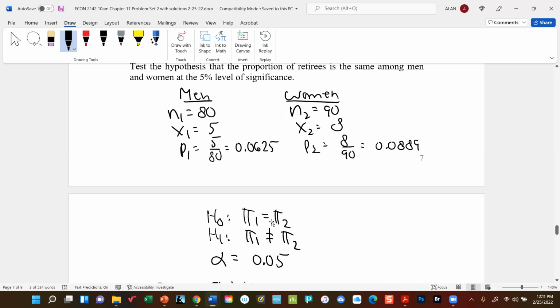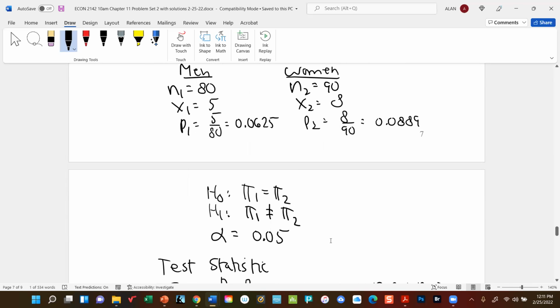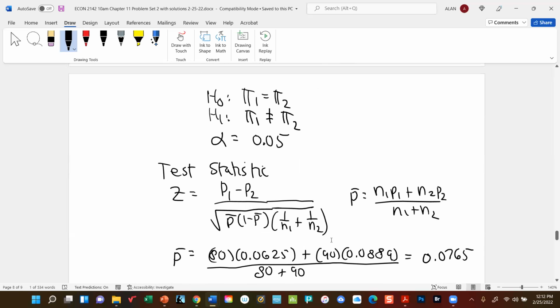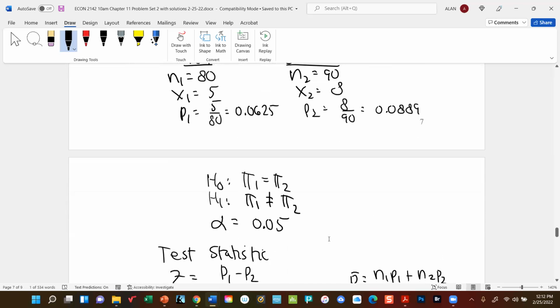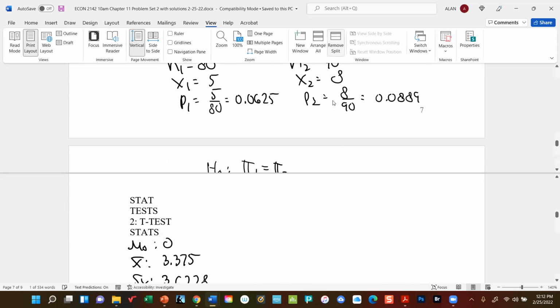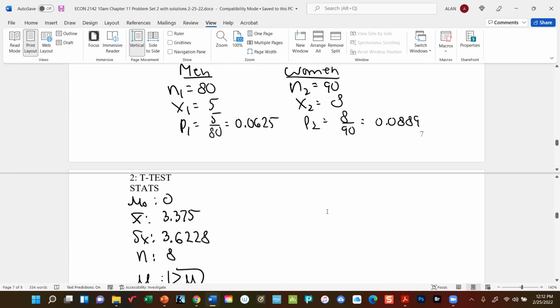You might remember that we use the letter pi in this book for population proportions. So the null is that pi1 equals pi2. And the alternative is that they're different. Two-tailed test. Level of significance is 5%. And here's the challenging part, the test statistic. Oh my God, look at that thing. All right. So let's see, I'm going to split the screen so you can see both of them at once.